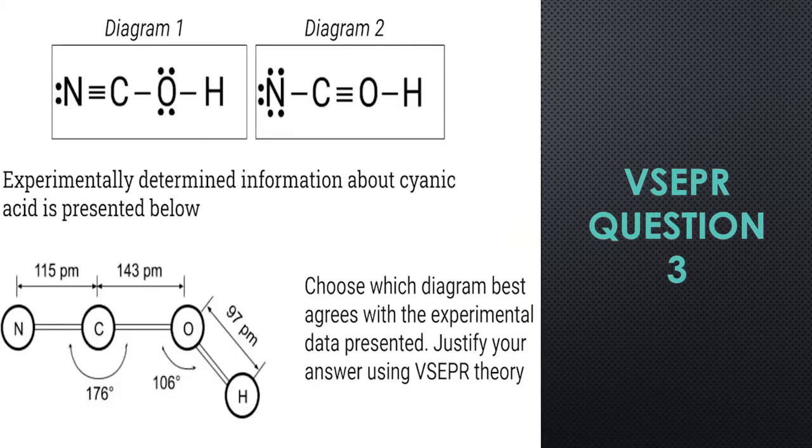In VSEPR question 3, he wants us to choose which diagram best agrees with the experimental data presented. So the experimentally determined information about cyanic acid is presented below. So in this experimental data, the whole issue is that the bond between the O and H is slightly tilted downward. First of all, we should look at the two diagrams.